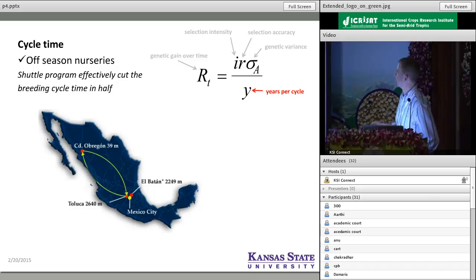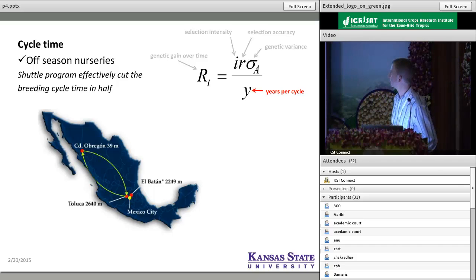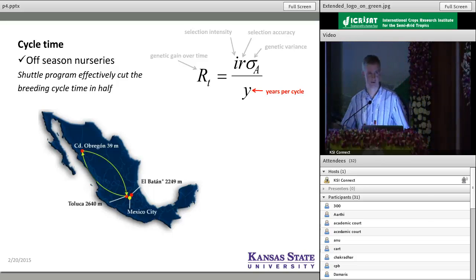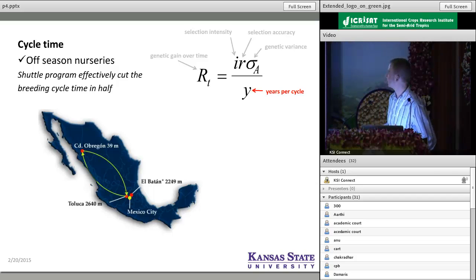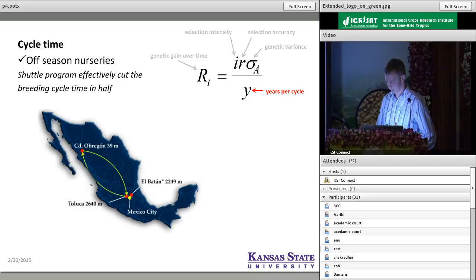And then the cycle time. Historically this was largely achieved by multiple generations or off-season nurseries per year. The example at CIMMYT with the wheat program is the shuttle program that Dr. Borlaug introduced, which effectively cut the cycle time in half. And when you cut this in half, you almost double your rate of gain per year.